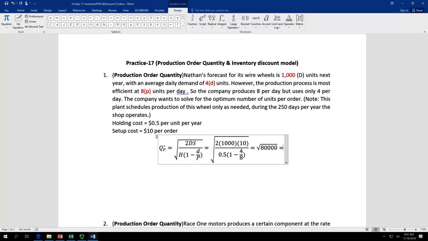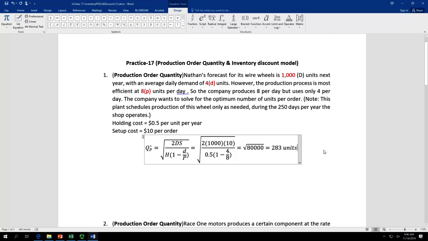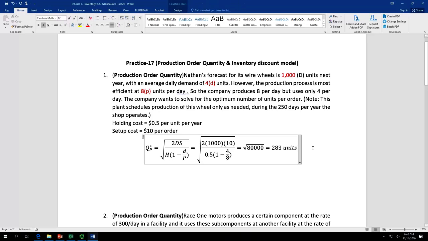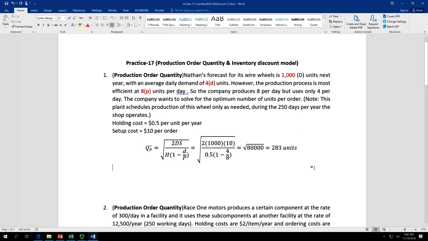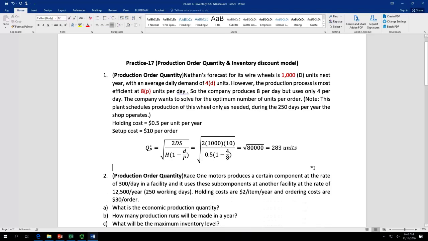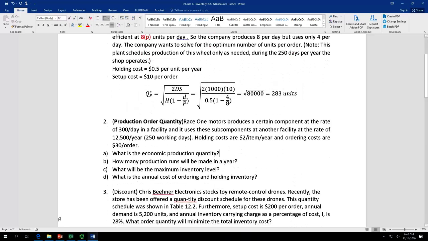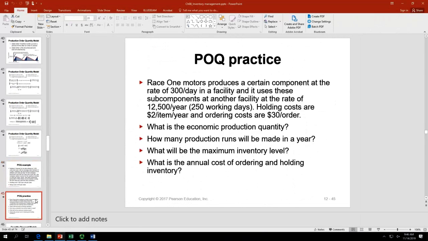So equals 282.8. Or you can say it is about 283 units. That's the first one. It is simply applying this production order quantity formula. So we set up the model, we use the model. And for the second practice over here, we have more questions we need to answer.